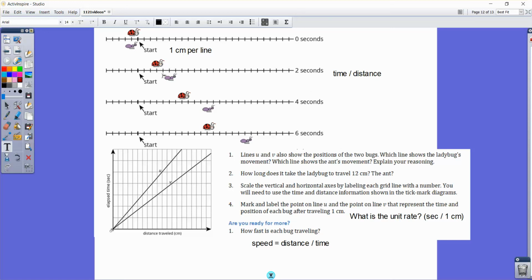So in this case, if I were to use the ladybug for an example, 3 centimeters in 2 seconds means 3 over 2 is the speed, or 1.5. So the hint here is that 1.5 centimeters per second is the speed for the ladybug, because 3 centimeters divided by 2 seconds equals that. I'll let you answer that question for the ant the same way.